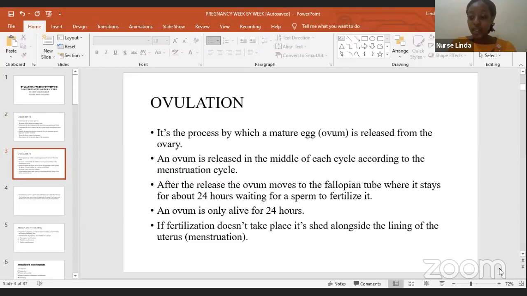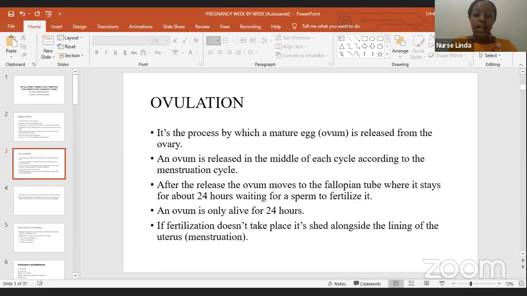So what is ovulation? Ovulation is simply the process by which a mature egg, which is an ovum in scientific terms, is released from the ovary. It's released at the middle of every cycle. Every woman has a unique cycle, some which are regular and others irregular. So for example, if a woman has a cycle of 28 days, we expect that ovulation occurs at around the 14th day, which is the middle of her cycle.